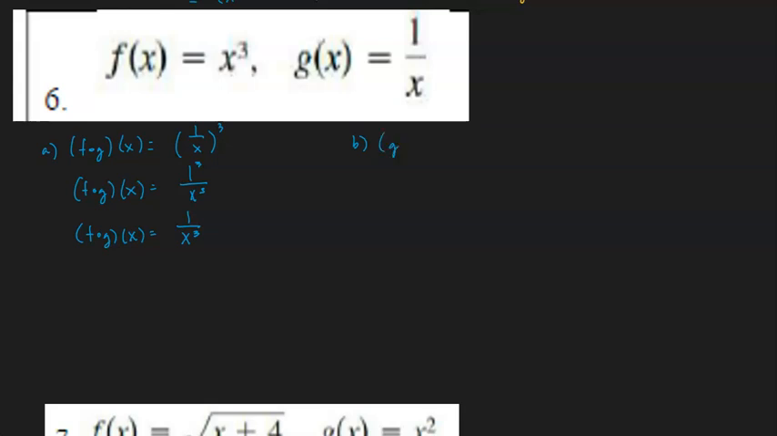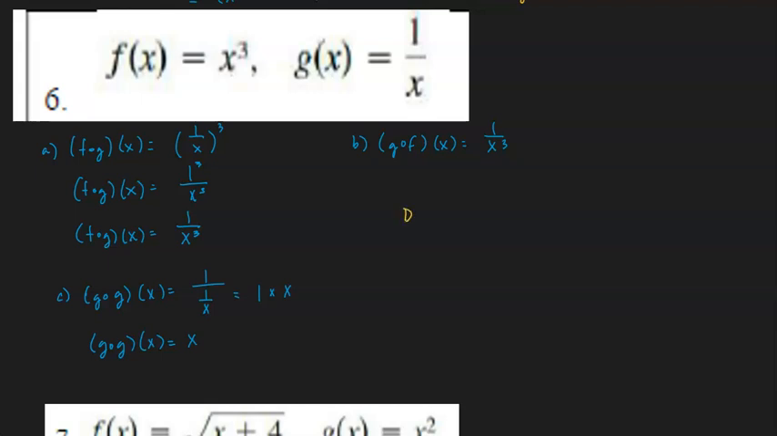B is going to be where the function f is the input. So if I input that into that, that's that. And then C would be g of g of x. g of x is 1 over x, which would be 1 divided by 1 over x, so 1 times x. So that's g of g of x equals x.